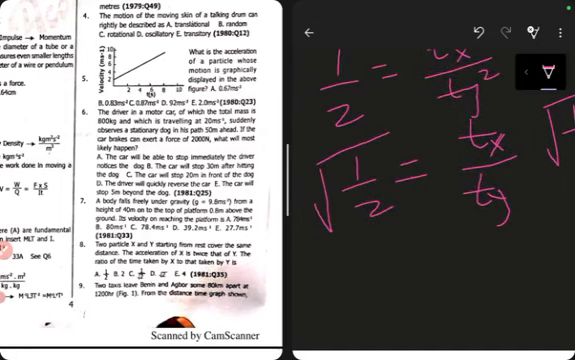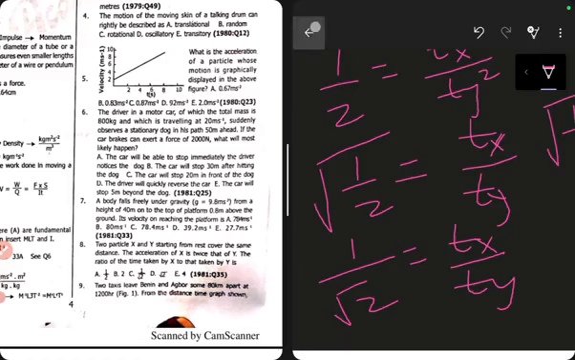But let me just do it here. Now, the square root of 1, like I said, is 1, and the square root of 2 is root 2. So that will now give me the time of x ratio the time of y. So the time of x ratio the time of y is what? 1 over root 2.